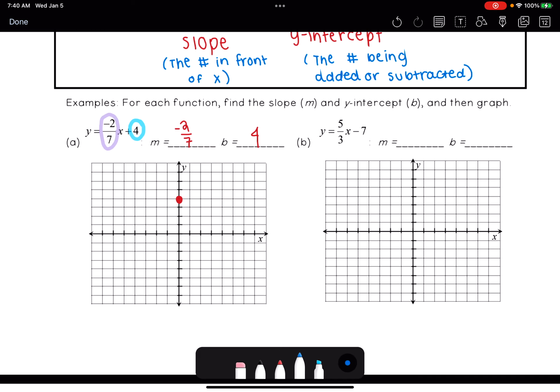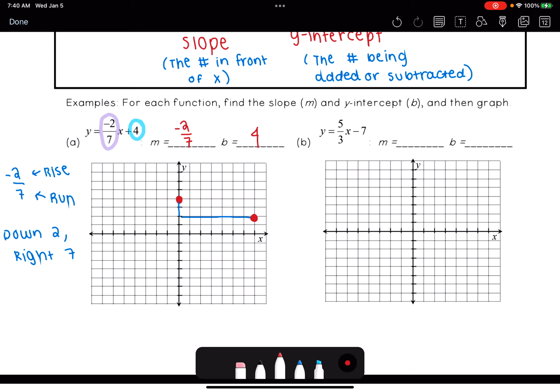Then our slope is -2/7. So our rise is -2, and our run is 7. What that means is down 2, right 7. So we can go down 2, right 7. And you'll land right here.